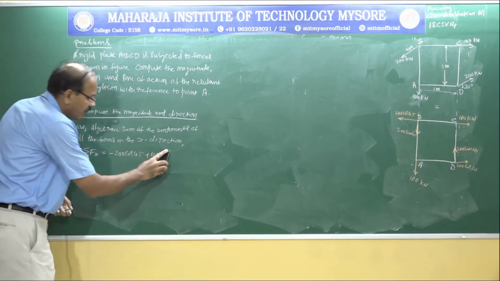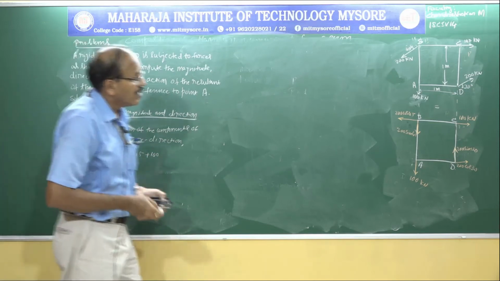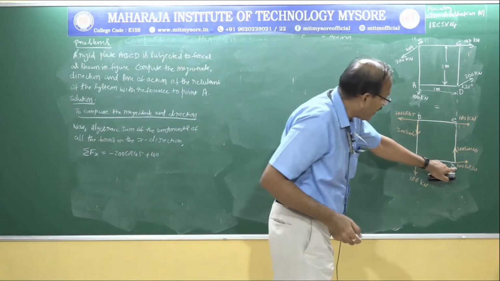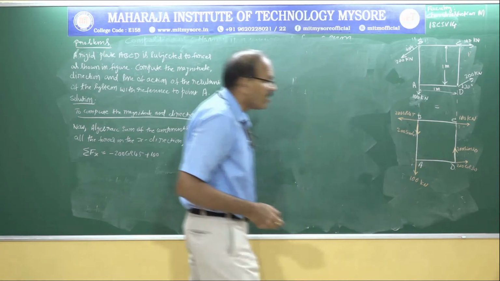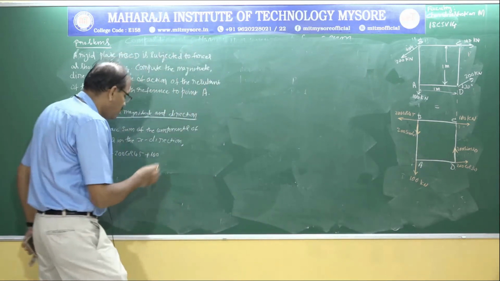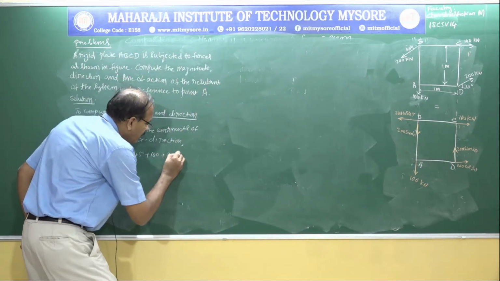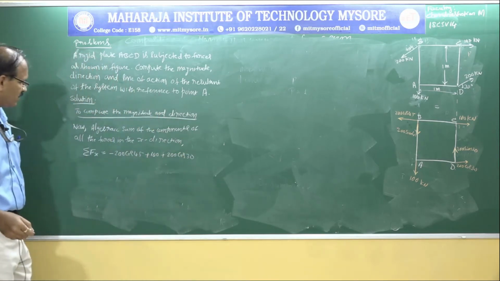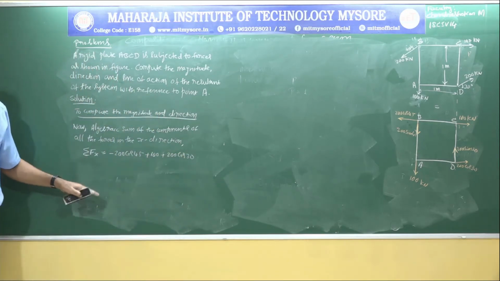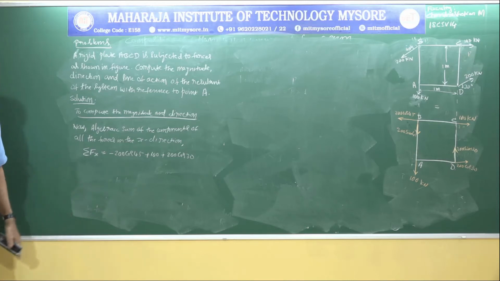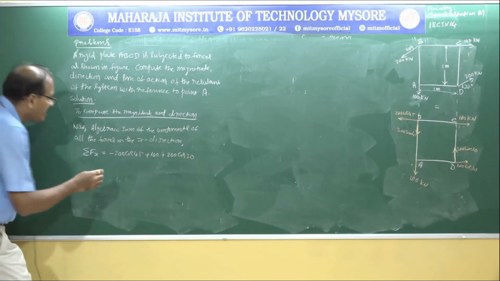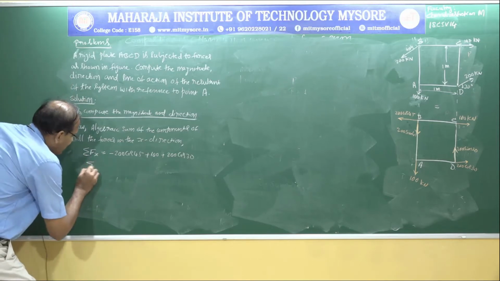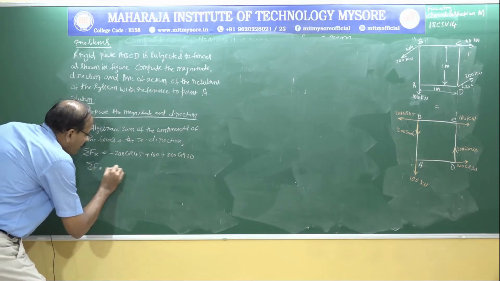Okay, 100 kilonewton. Next, if I come to point D, 200 cos 30 is acting towards right, that is plus. So after solving this, we are going to get sigma Fx equal to plus 131.78.